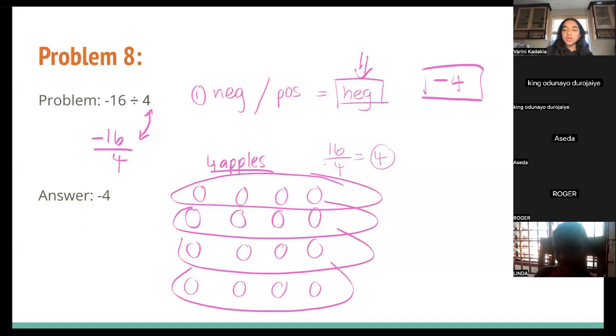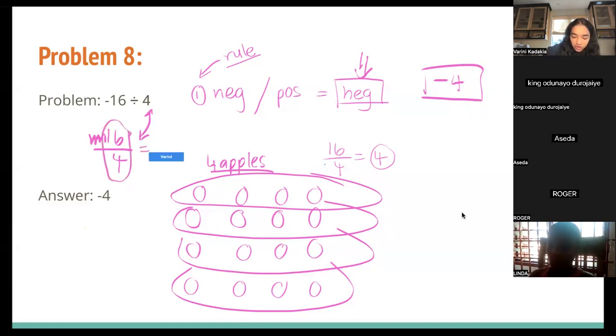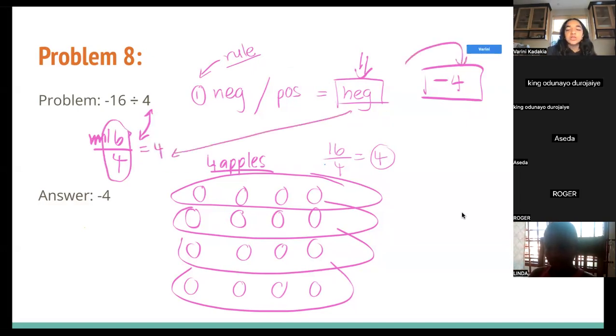Yeah, so that's the rule we're using. So first we're going to define the rule we're using. Then once we define what our rule is, we know what sign our answer is going to be. So I basically omit the signs to make everything a lot easier for me to do. Then we're just left with 16 over 4, which we can easily do, which gives us 4. And then we just tag on the negative sign to get negative 4. Does everyone understand?